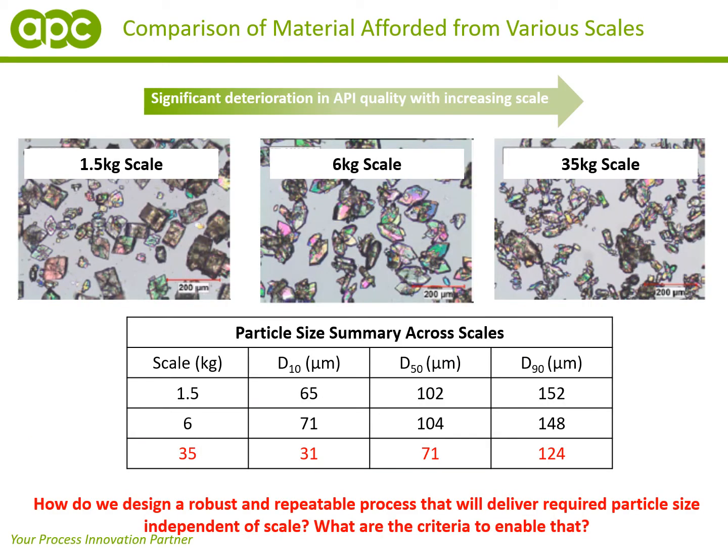So just as a very brief summary, there's an idea of the kind of particle morphology that was being delivered at various scales. We had a 1.5 kilo scale, a 6 kilo scale, and a 35 kilo scale. What was evident was that there was a deterioration in product quality with an increase in scale, and that was reflected in the final PSD, with an overall reduction in D90, D50 and D10. It was apparent that the process was not robust, and there were issues being encountered when an increase in scale was happening.